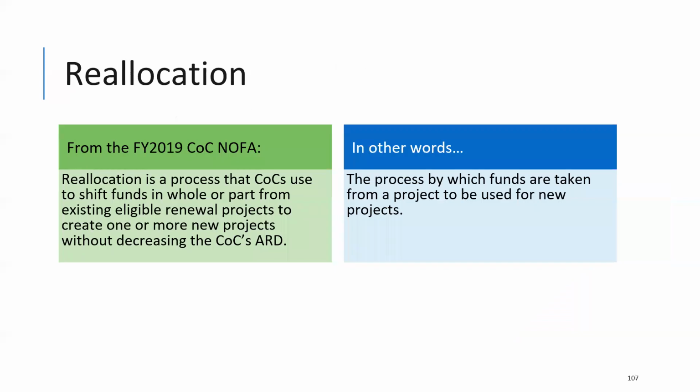We've mentioned reallocation a couple times. So reallocation is a process that CoCs use to shift funds in whole or part from existing renewal projects to create one or more new projects. Basically, you keep the money from the reallocated project and can use it for another source. And it's basically, in other words, the process by which funds are taken from one project to be used for a new project.